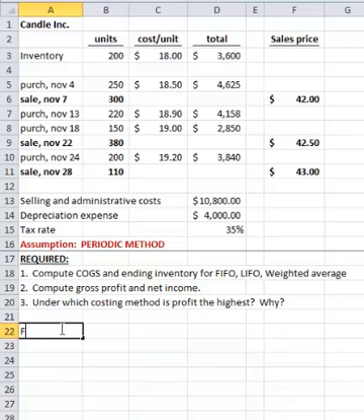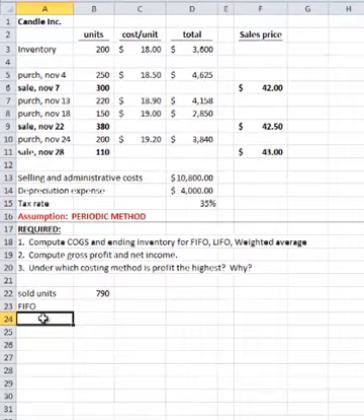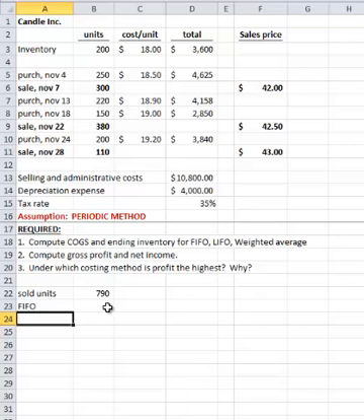So let's start with FIFO. How many did we sell here? We sold 300, 680. Let's add up how many we sold, just to get ourselves together. So we sold 790 units. When I do my FIFO here, I'm going to be grabbing 790 units at a certain cost.